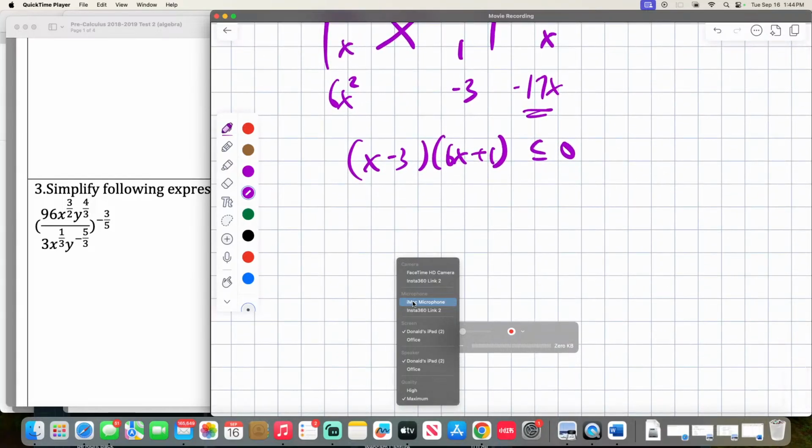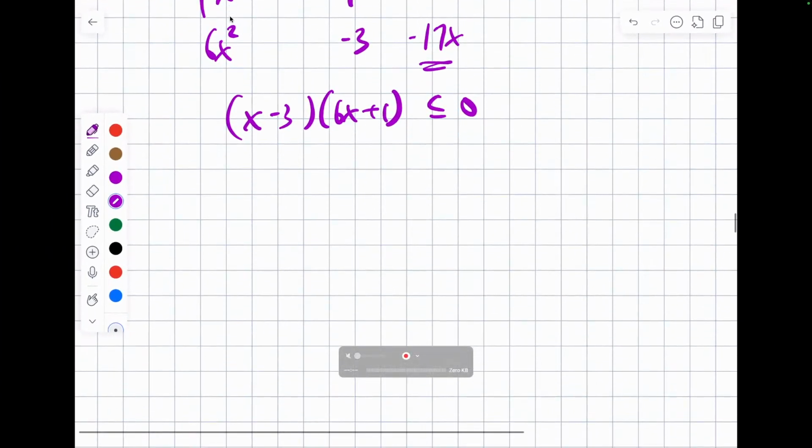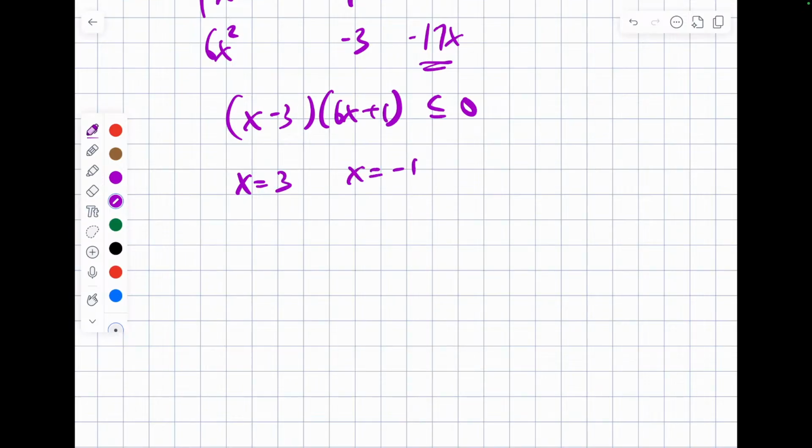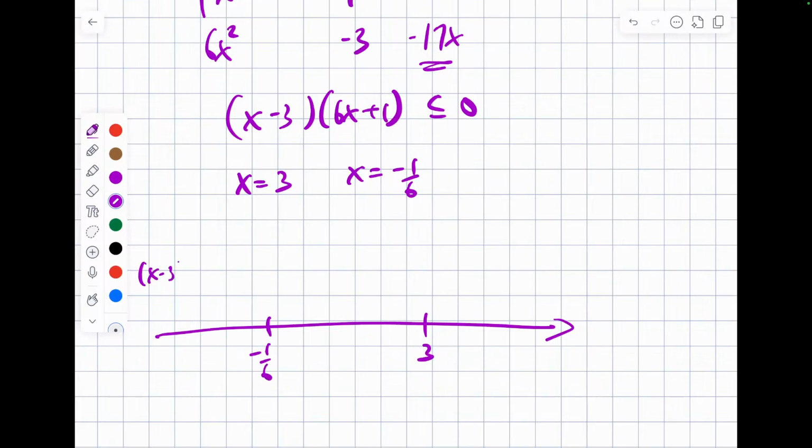Now, when you get to this part, you should write down that you have x minus 3 times 6x plus 1 less than 0. Now I'm going to find the endpoints. The points I'm going to test will be x equal to 3 and x equal to negative 1 over 6. Is that okay? And then it's going to give you 3 and negative 1 over 6. And this is x minus 3 and 6x plus 1. So I'm going to write a factor next to it because I have to do a number line test.